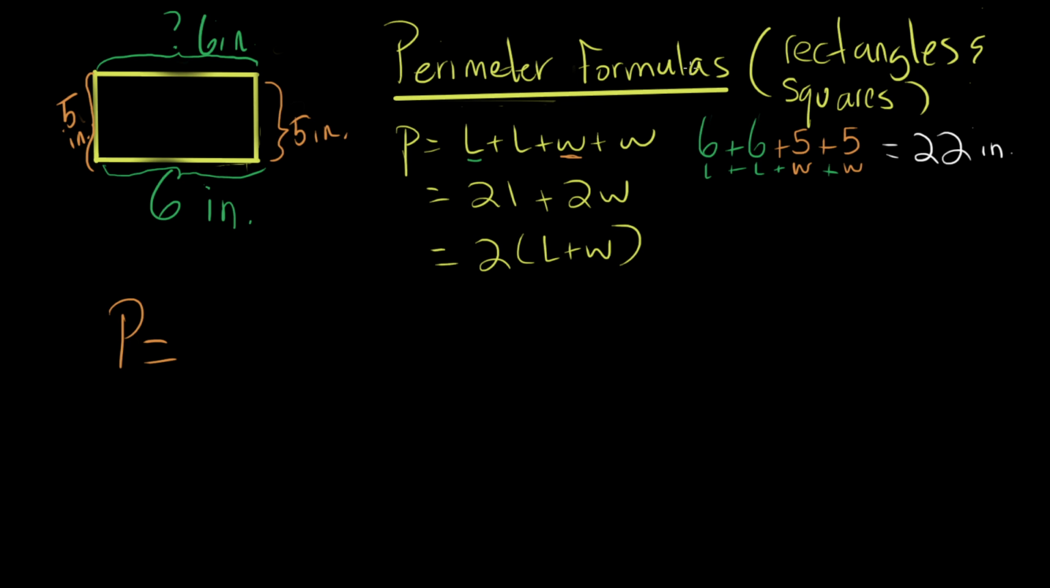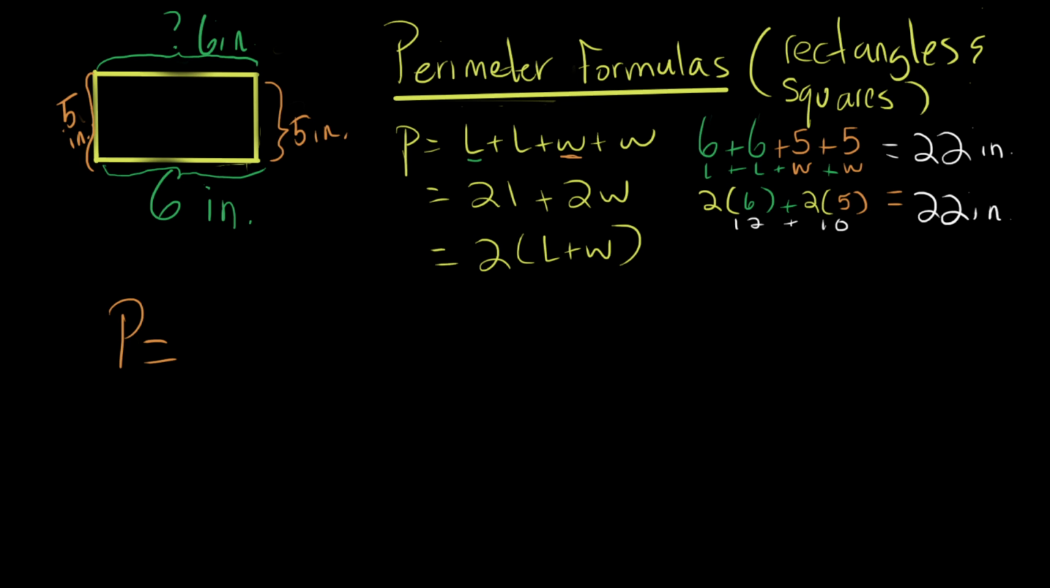Okay, let's try it for the second one. 2 lengths plus 2 widths. So that's really just saying 2 times 6 plus 2 times 5. Well, let's solve it. 2 times 6 is going to be 12. 2 times 5 is going to be 10. What's 12 plus 10? Well, that's also going to give us 22 inches.